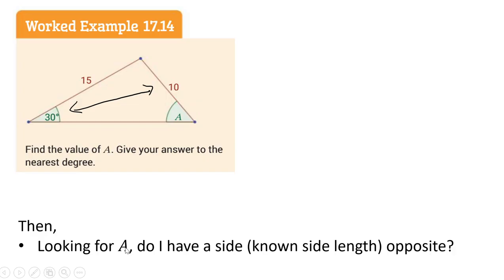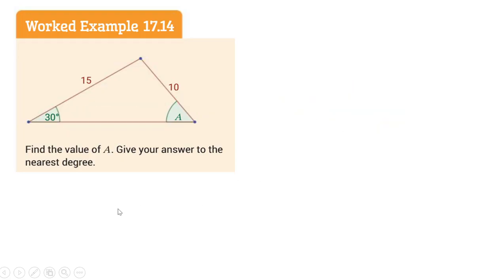Looking for angle A, have I got the known side opposite? And the answer is yes, I do. I have 15, so it's the sine rule that we're going to be using there. So we start off our labeling. Big A for the angle, and the side opposite it is small a. Then we're going to call this angle big B here, and the side opposite it, small b.